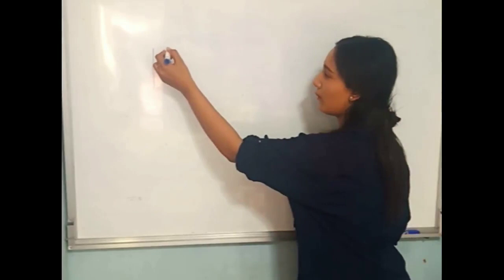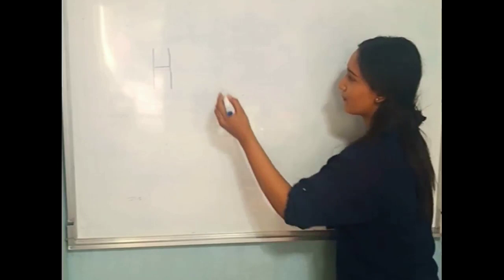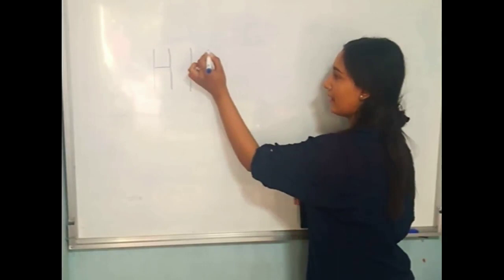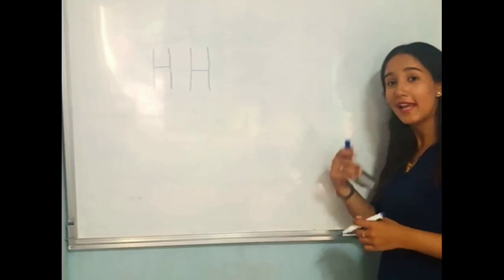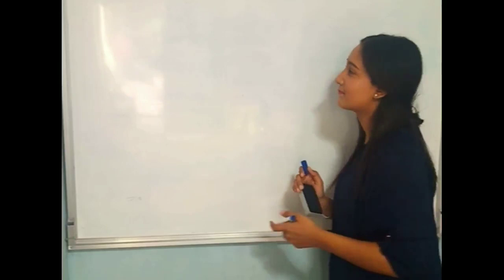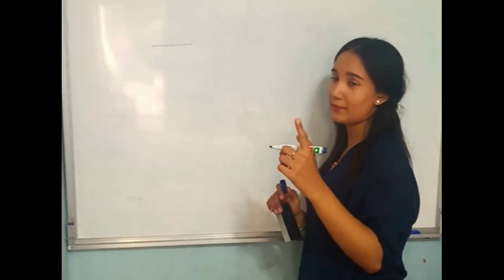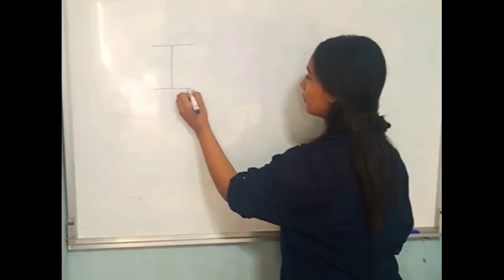It becomes H. Okay. One standing line, sleeping line, and standing line. It becomes H. Then H after I. It's so easy. We will have one sleeping line, and then one standing line in the middle, and then we put another sleeping line under. So we will have I.